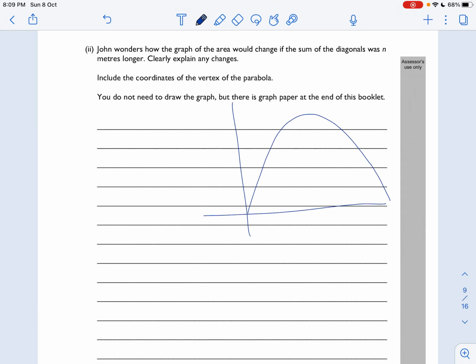Okay, so we're going to do the same sort of thing. We've got x times 35 plus n minus x. So we're adding the n onto the 35. Sorry, y equals, so that's 0 and 35 plus n. So the maximum, again, will be halfway between.